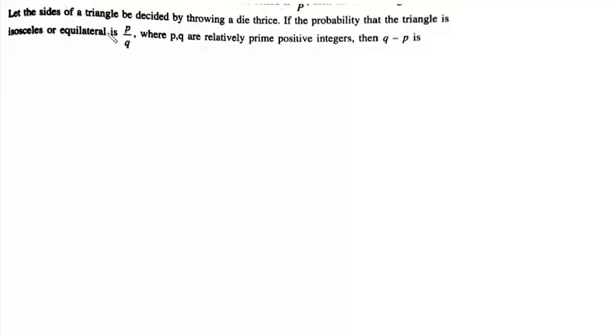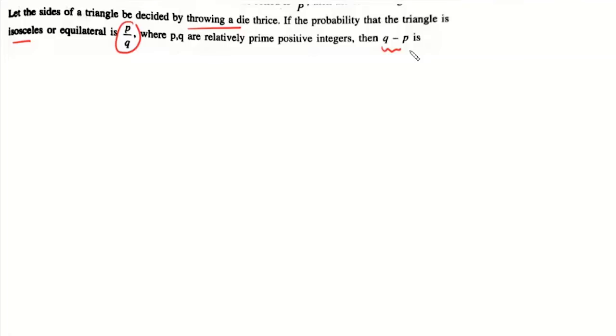Now here the question is, let the sides of a triangle be decided by throwing a die thrice. If the probability that the triangle is isosceles or equilateral is P by Q, where P and Q are relatively prime positive integers, then Q minus P is. Now, when we throw a die thrice, then we'll get some numbers.